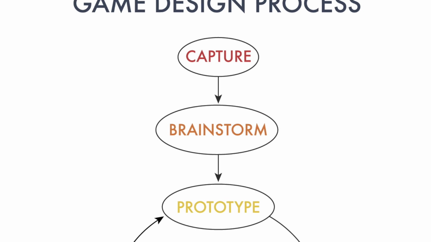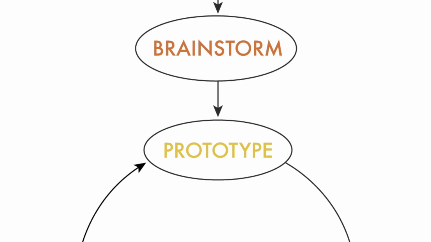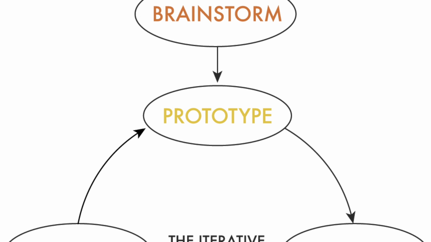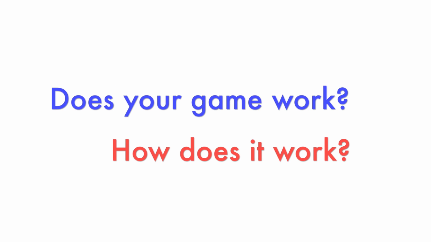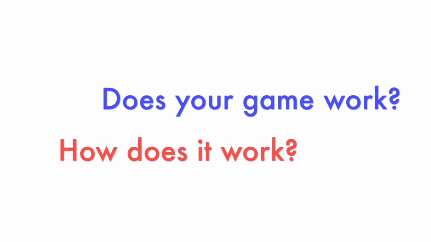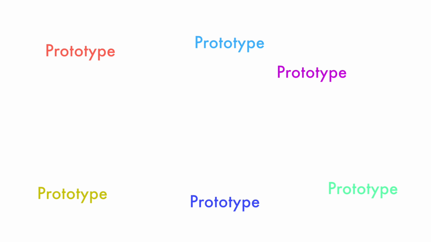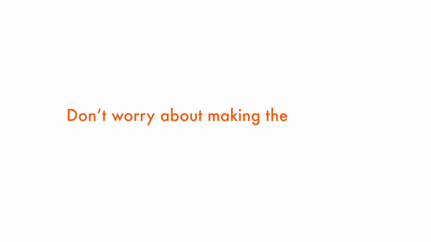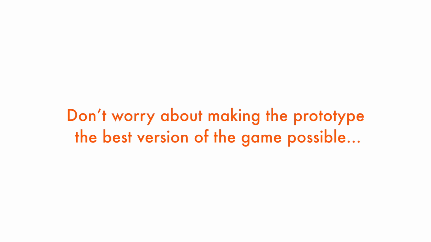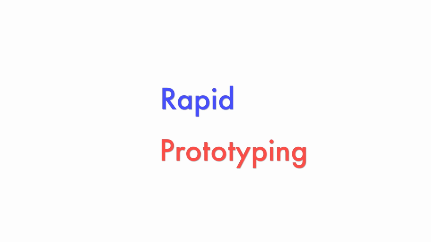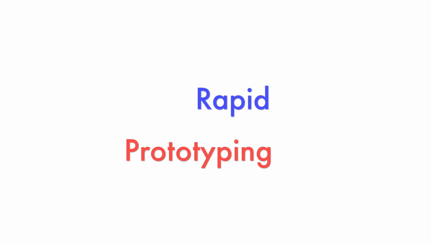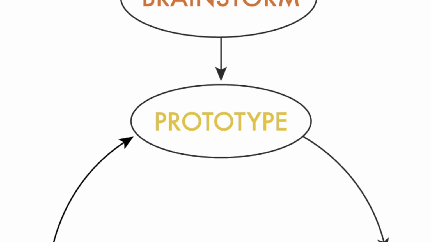Once you have some good ideas coming out of your brainstorming, then you need to start prototyping. Prototyping is the stage where you make a quick and dirty version of your game to see how or whether or not it actually works. Don't get too invested in only one idea. Make various quick and dirty prototypes. And don't worry about making the prototype the best version of the game possible. Make it quick. My game design process subscribes to what is called rapid prototyping, in which you get to a prototype of your game as quickly as you can to see how it works.